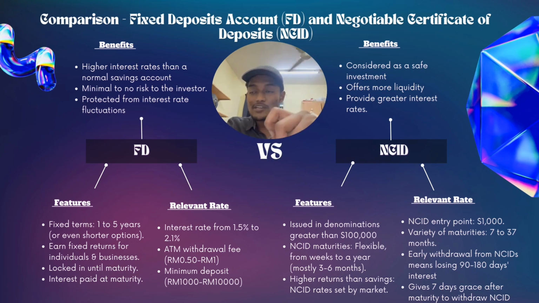So the relevant rates for the NCID: the entry point is $1,000, which is higher than the FD. The variety of maturities starts from 7 to 37 months. These terms and the minimum deposit amount are actually offered by the Bank of America.